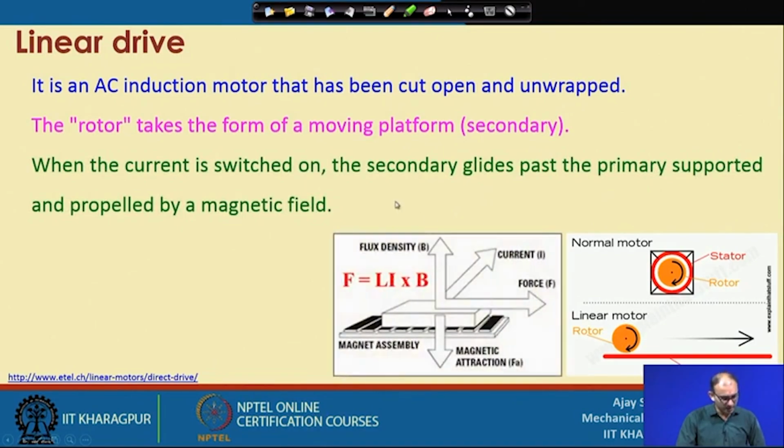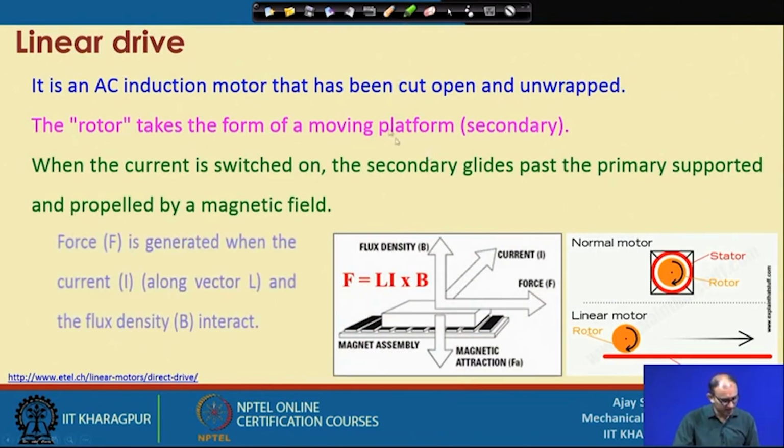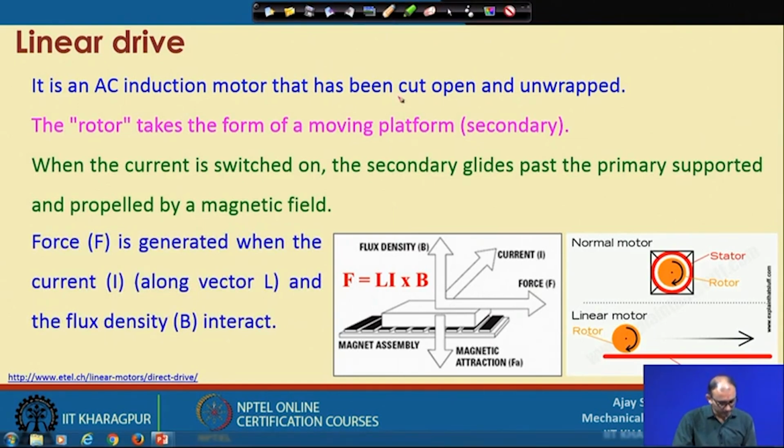And how will it work? This is called the Lorentz law. So, what is happening here? Let me get this. This is the current you are applying, and that is the magnetic field.